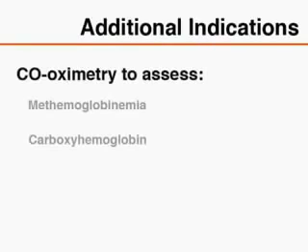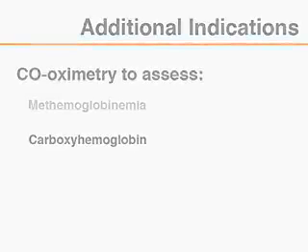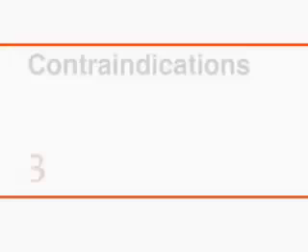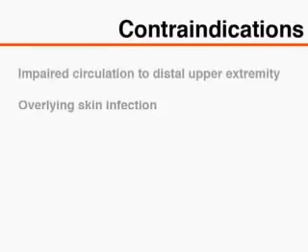Another indication for arterial blood gas analysis is co-oximetry in order to assess for methemoglobinemia and carboxyhemoglobin. Radial arterial puncture is contraindicated in the presence of a known deficiency of collateral circulation to the distal upper extremity.